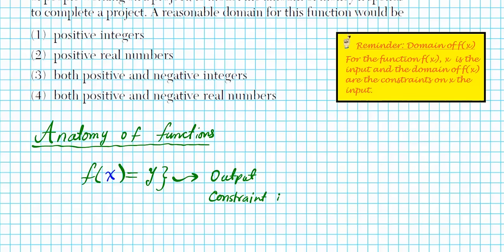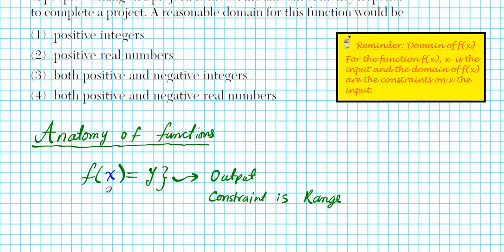I'm sorry, constraint is range. So the constraint on the output is known as the range. Okay, how big can the output go? How low can the output go is the range. Think about it as the vertical span of the graph of this related function. So the constraint on the output is the range.